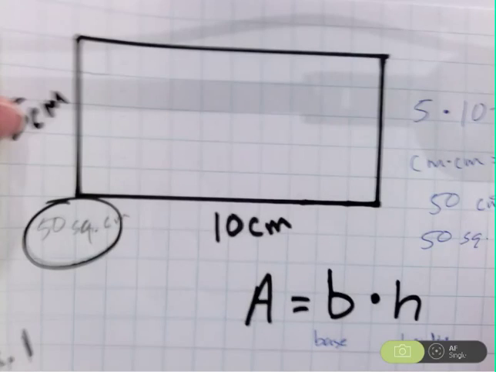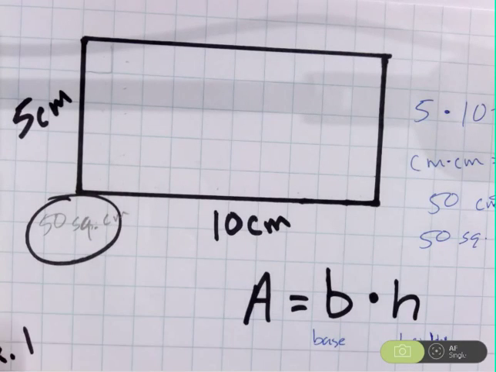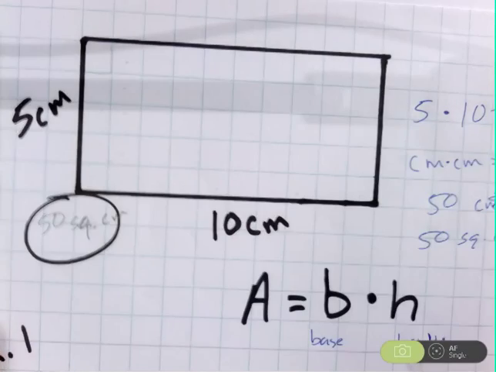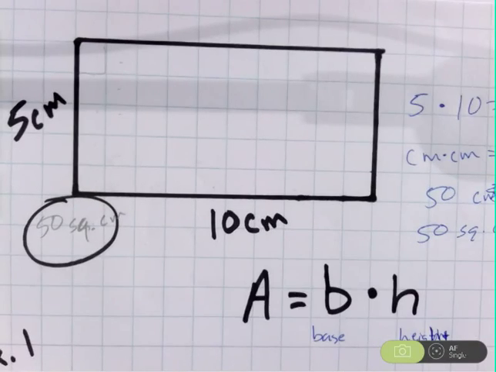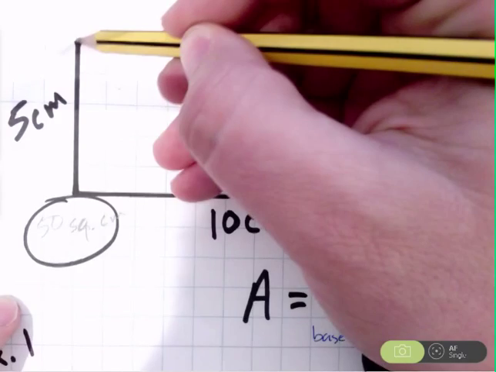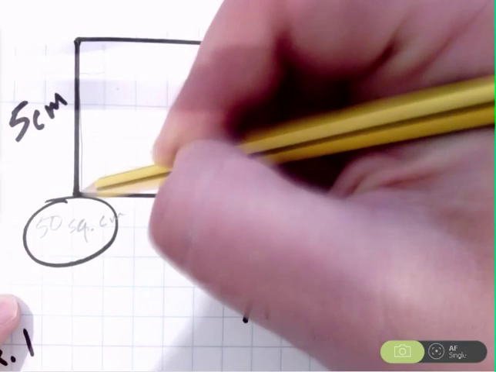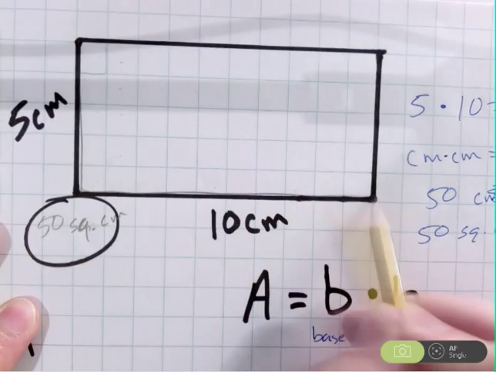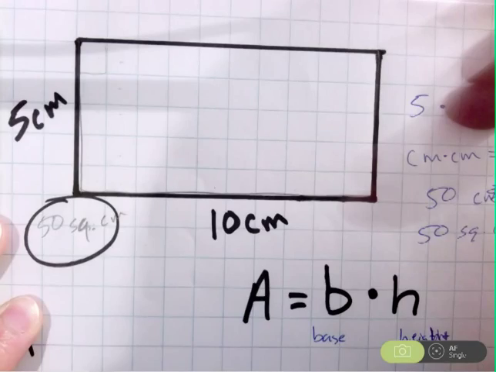Okay, now let's go back and talk about perimeter. Perimeter is the distance around the outside edge. So if we go back to example 1, we already have an area of 50 square centimeters, but the perimeter is different. That's this combined distance. This length plus this length plus this length plus this length.